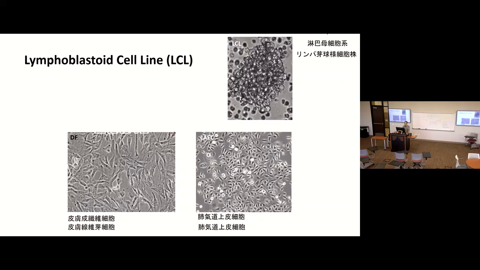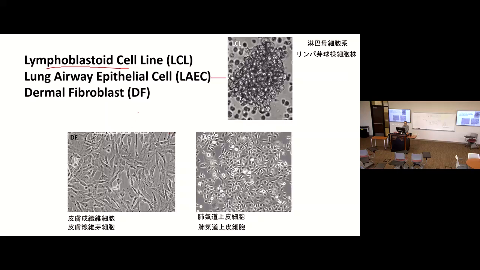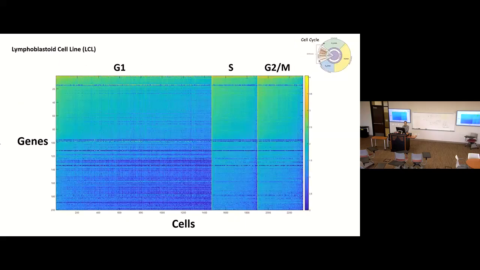So we test this using several different cell types. One is lymphoblastoid cell lines. So this is what it looks like. And then airway epithelium cell. So this epithelium cell. And I will mention another cell type, but now I'm not going to tell you what the cell type is. I will ask you, what's your hypothesis about, okay?